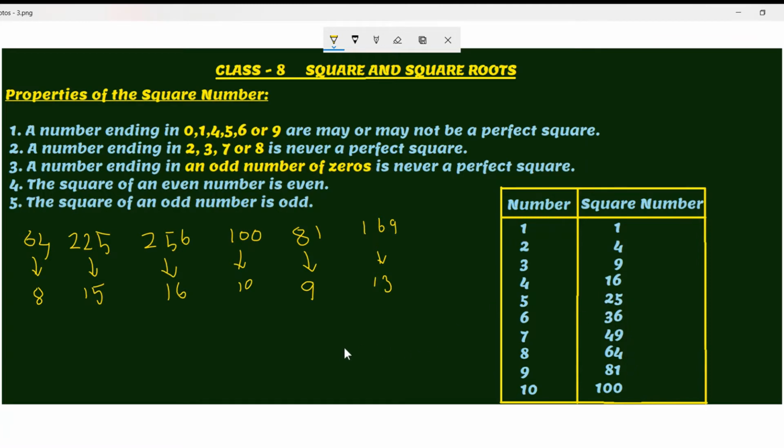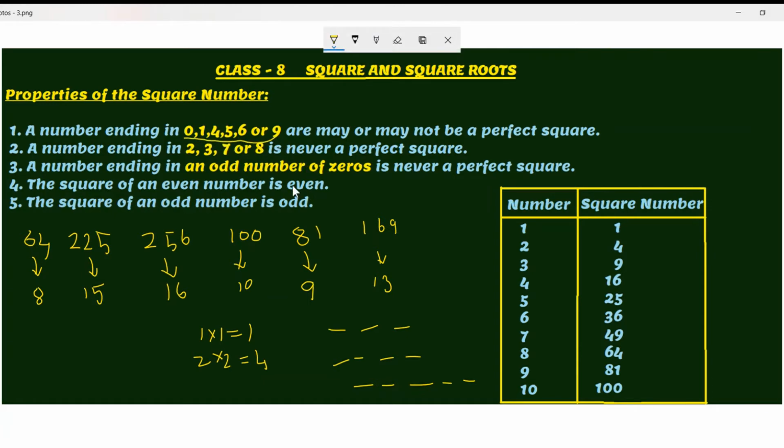So the number can have any number of digits. That means it can be a 3-digit number, 4-digit number or 5-digit number. But the unit digit will be one of these numbers only, that means 0 to 9 only. Got it? We know if we multiply 1 into 1, we will get 1. And 2 into 2, we will get 4. So if you multiply the unit digits, you will get one of these numbers. So we have concluded that all square numbers end with one of these 6 digits.